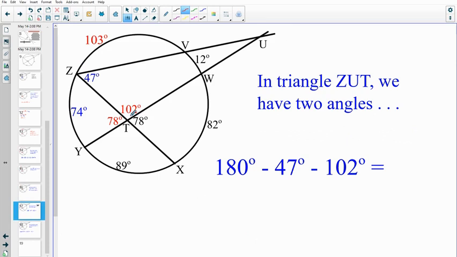One is that I noticed that in this triangle, I've got three angles, of course, angle Z over here, angle ZTU down here, and angle VUW over there. And since I know this one's 47 and this one's 102, I'll just do 180 minus 47 minus 102 and find the remaining angle is 31 degrees. That's one way that I could find that this angle out here is 31 degrees.